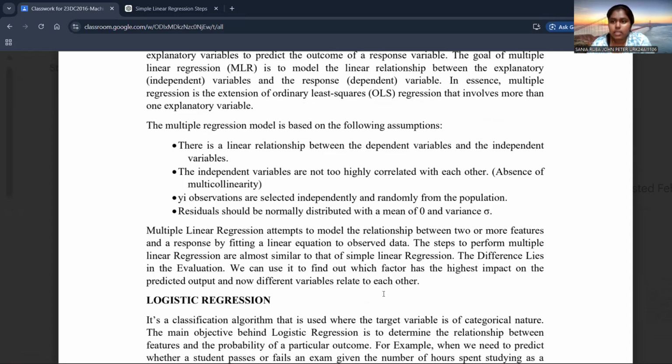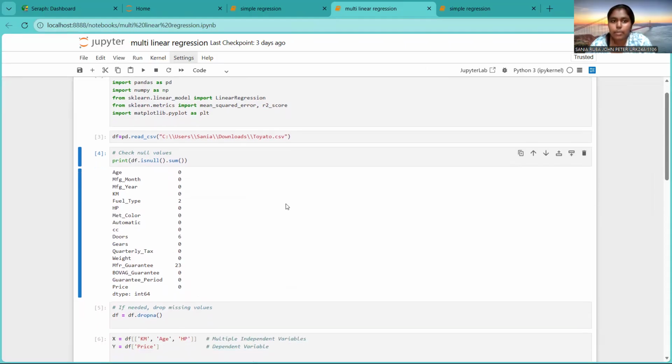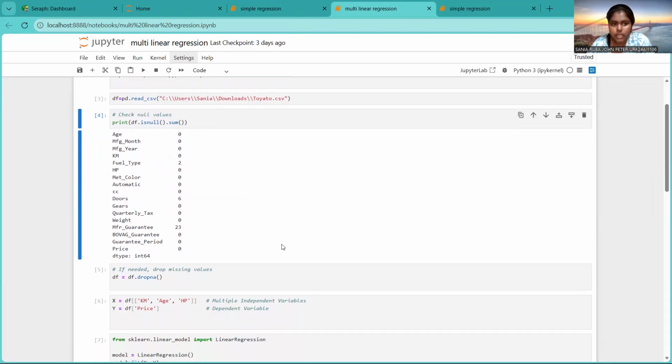Let's see the code for the question which ma'am gave. Multiple linear regression. First, the necessary libraries: pandas, numpy, and from sklearn linear_model for linear regression and evaluation metrics, and matplotlib for visualization. I read my CSV using the pandas function pd.read_csv, and I check for preprocessing using df.isnull().sum().